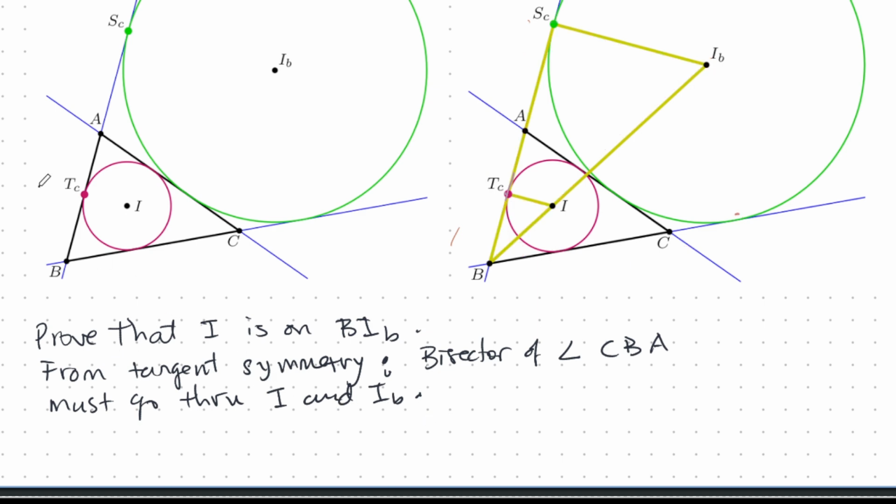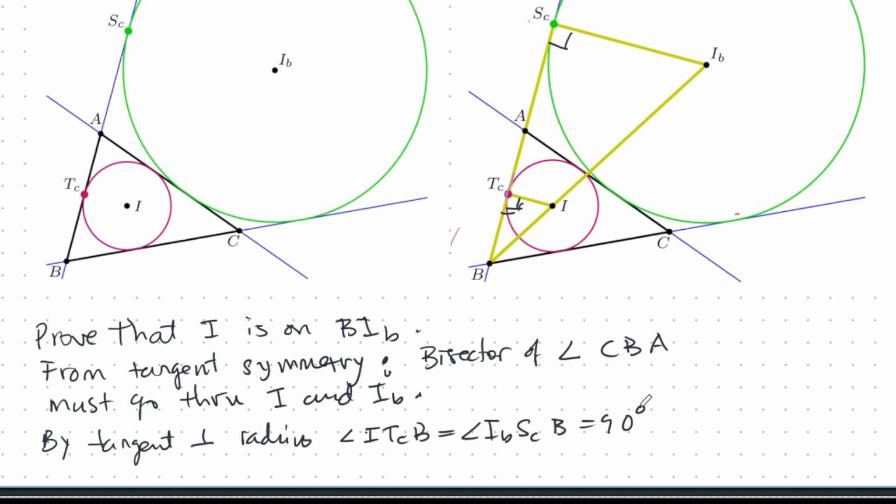Now, also from what we learned before, this angle is 90 degrees and this angle is 90 degrees by tangent perpendicular to radius. These triangles have 90-degree angles. So angle ITCB is equal to angle IBSCB, and that's 90 degrees. And so the two triangles share in common two angles, and that means that they're similar.